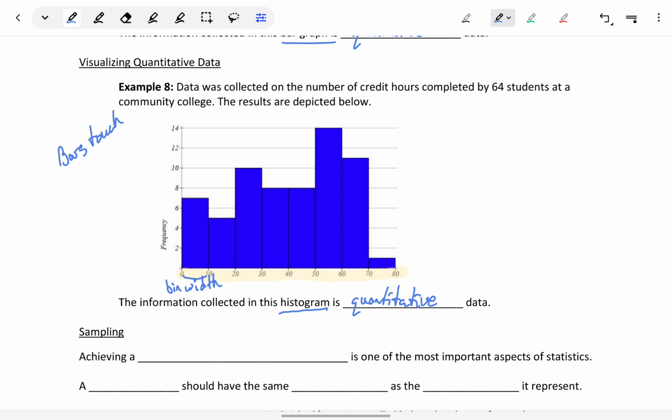In this case, specifically, we're dealing with data that was collected on the number of credit hours completed by 64 students at a community college. Something that's important to note is that bin width is up to us, or whoever creates the histogram, to decide what it should be. In this case, a bin width of 10 was used. That's a pretty common way to break up information into groups of 10.